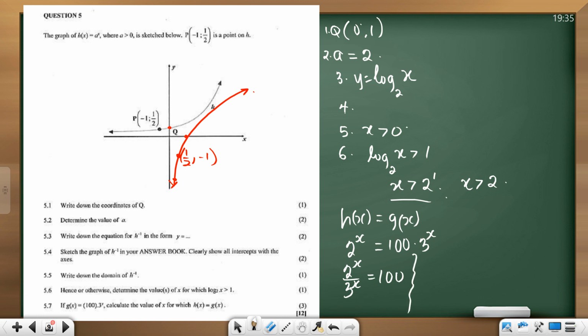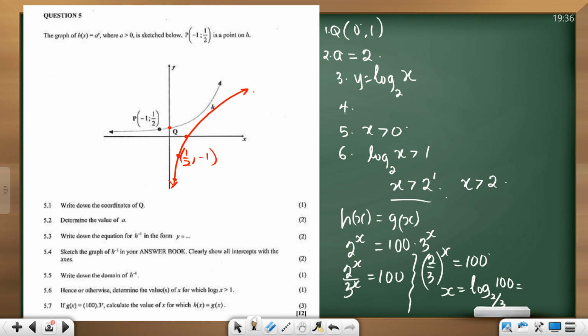Done this. We did it under exponents. We did it under statics, chemical equilibrium. So what do we have? (2/3)^x equals 100. I am looking for an exponent. What do I bring in? Logs. So x equals log base 2/3 of 100. Answer.